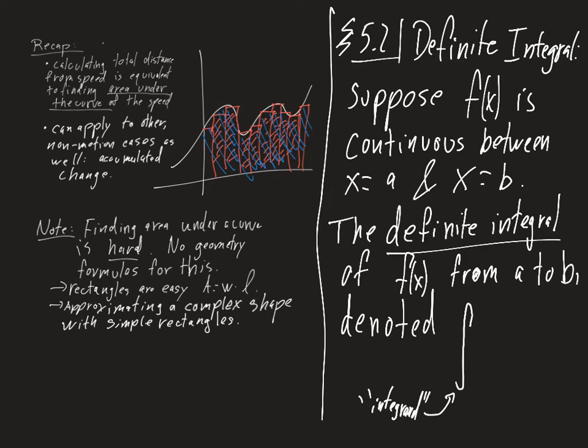And down here at the bottom of the symbol, we're going to write a little a. This is the starting point. And at the top, we're going to write a b, which is the end point. And we do this of f of x dx.